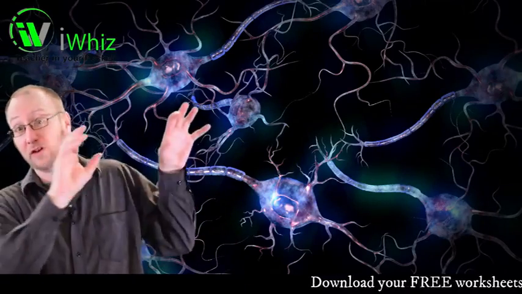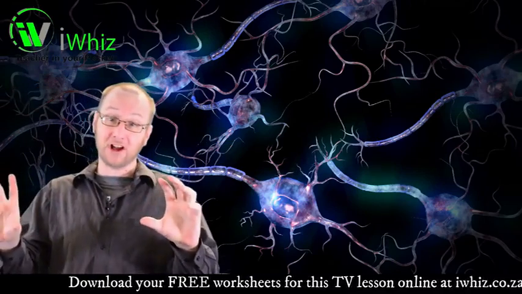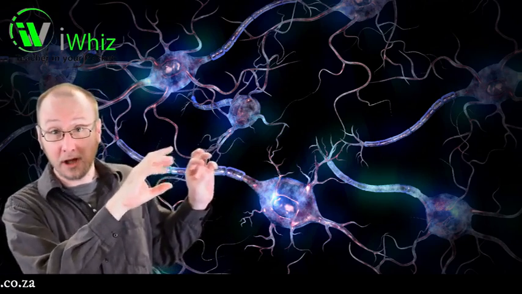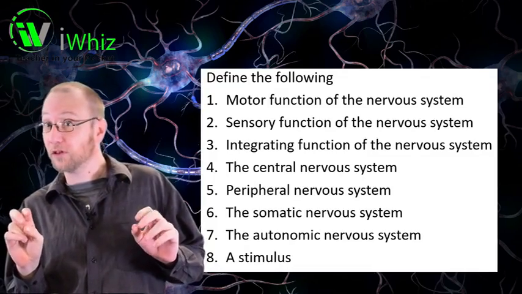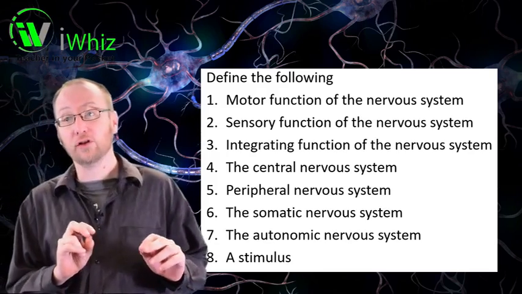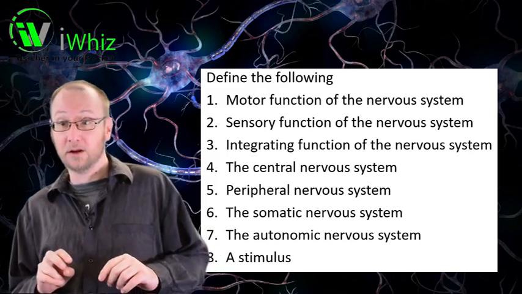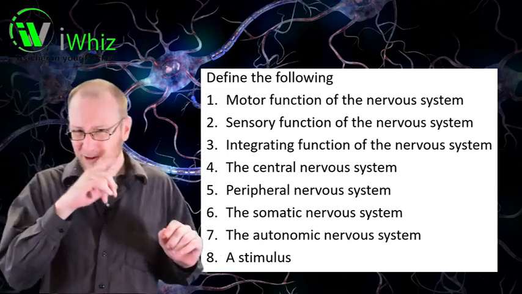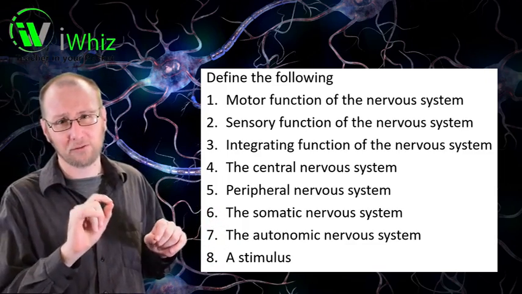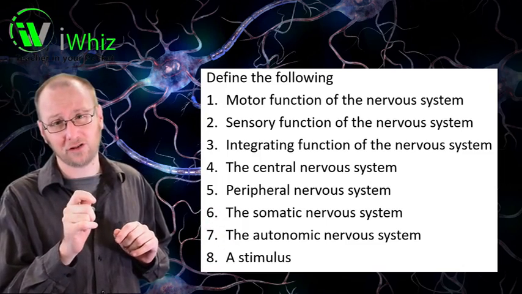So now for the next few questions we're doing the opposite of what we just did. This time you're being given the term, and you need to provide the definition for that term. So number 1, the question says define the following, and number 1 says the motor function of the nervous system. Let's see, can you remember what the motor function of the nervous system is? Let me give you a few seconds to remind yourself.